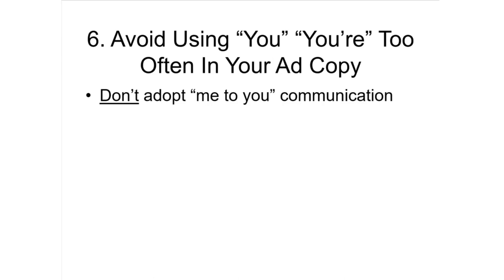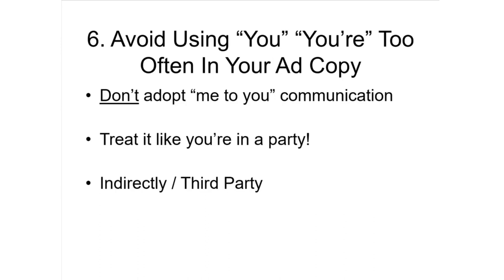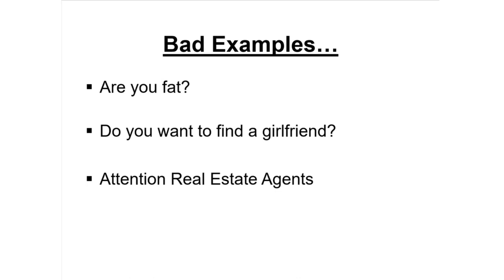So you don't want to be adopting a me-to-you communication. You have to treat it like you're in a party. So when you write, you want to be indirect or speak in a very third-party manner. So I'm going to give you some typical bad examples that people write very directly, like, are you fat? Okay, so you don't want to be starting off like that. Or are you facing this problem? You don't want to start off like that. Do you want to find a girlfriend?